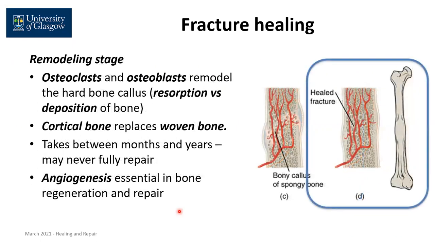And then finally, we have the remodeling phase. Again, there's a role for osteoclasts and osteoblasts, so this idea of resorption versus deposition of new bone. The woven bone, or hard callus bone, sorry, is replaced by what is known as cortical bone. This can take between months and years. Certain bones will never fully repair. An important role in this stage is for the process of angiogenesis, basically the formation of new blood vessels within the bone.